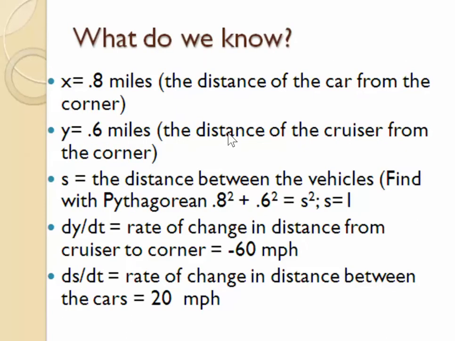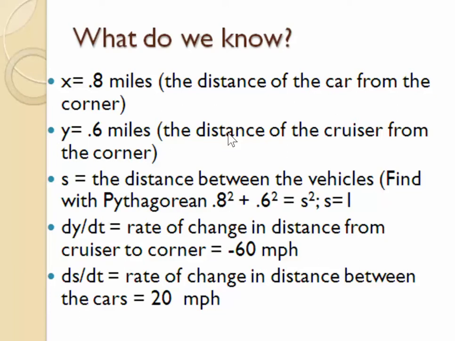Then look at what you know. We know that x equals 0.8. That's the distance of the car from the corner. We know that y is 0.6. That's the distance of the police cruiser from the corner. s is the hypotenuse, or the distance between the vehicles. I suggest that you find that right away with Pythagorean: 0.8 squared plus 0.6 squared equals s squared. Solving for that, s is 1.